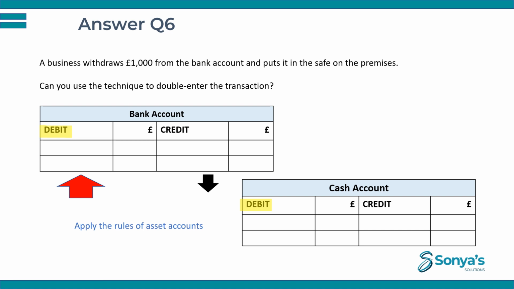Withdrawing cash from the bank reduces the bank balance, so we make a credit entry. Putting cash into the safe increases the amount of cash held on the premises, so we debit the cash account. Here we've moved the asset of cash from the bank account to the cash account.